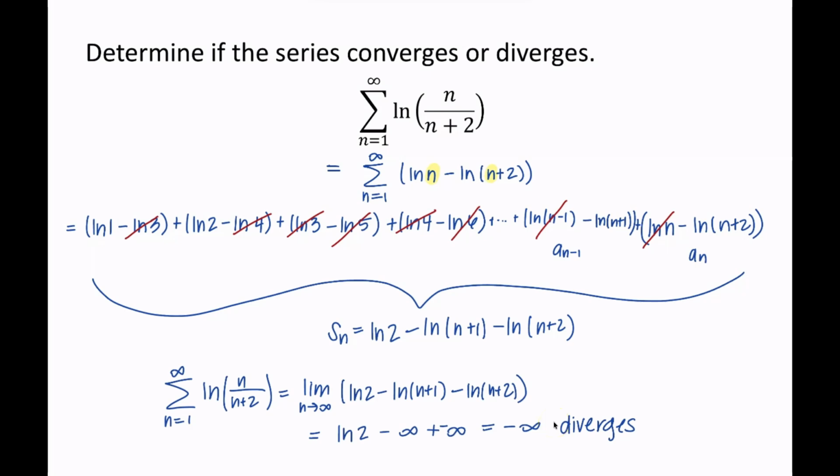Here were two examples of telescoping series, one that we showed converged and the other that we showed diverged.